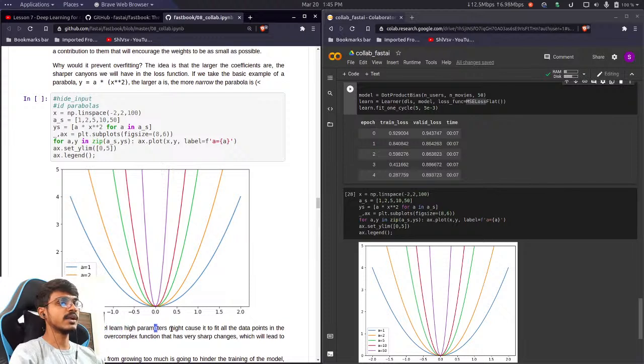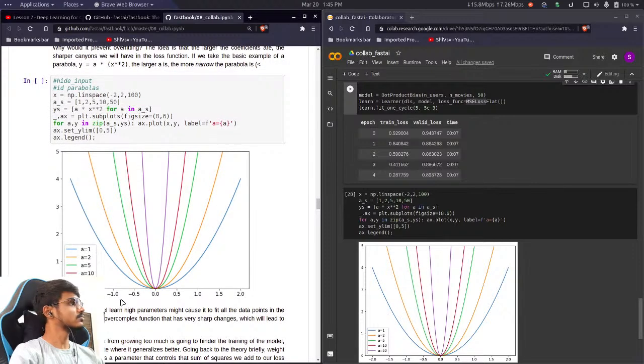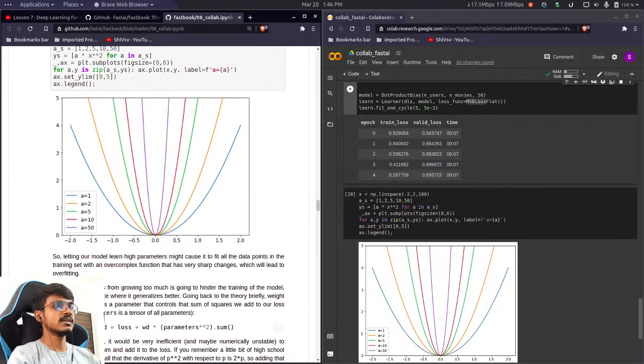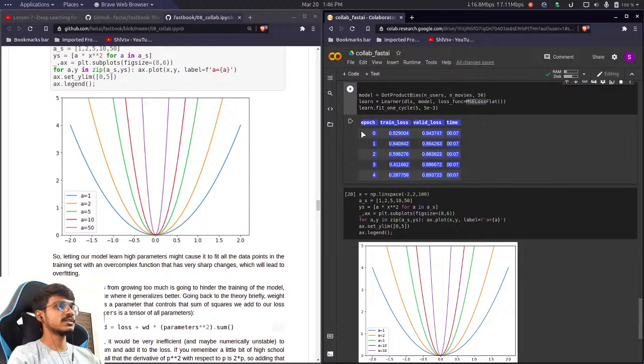So letting a model learn high parameters might cause it to fit all data points in the training set, which will lead to overfitting. Okay, I get this line that limiting our weights from growing too much. So if we limit our weights from growing too much, then it won't learn as fast, I guess, right? That way it won't overfit that drastically, I guess.